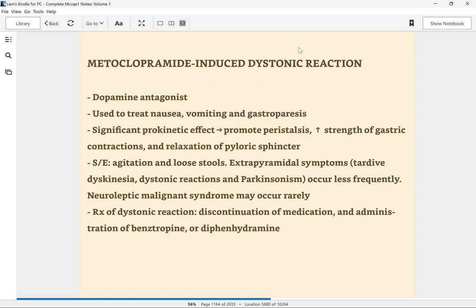Metoclopramide-induced dystonic reaction. Dopamine antagonist, used to treat nausea, vomiting and gastroparesis, significant prokinetic effect → promote peristalsis, ↑ strength of gastric contractions, and relaxation of pyloric sphincter. S/E: agitation and loose stools. Extrapyramidal symptoms, tardive dyskinesia, dystonic reactions, and Parkinsonism occur less frequently. Neuroleptic malignant syndrome may occur rarely. RX of dystonic reaction: discontinuation of medication and administration of benztropine or diphenhydramine.